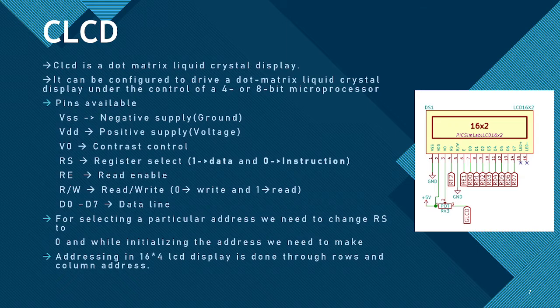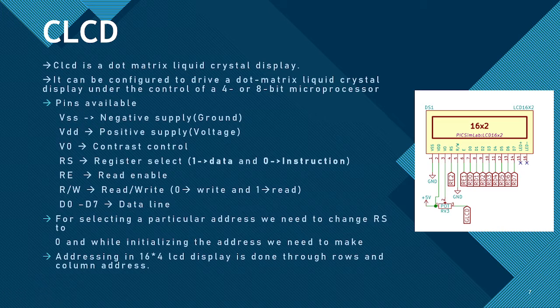The next component is CLCD. CLCD is a dot matrix liquid crystal display, as you can see on the right of the screen. It can be operated in an 8-bit mode or a 4-bit mode. It comes in different cross sections, that is a 16 cross 2 or 16 cross 4 display or 20 cross 1. So any one of the displays it can come. These are the pins that are available within the CLCD.